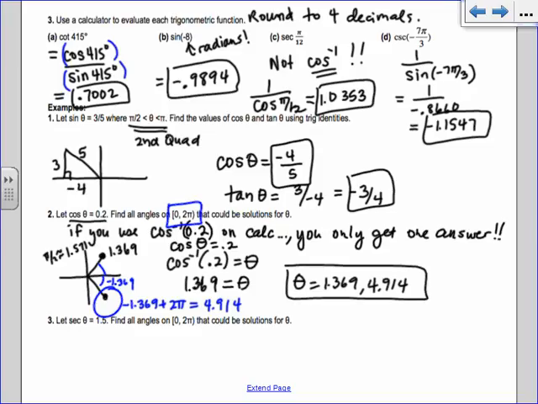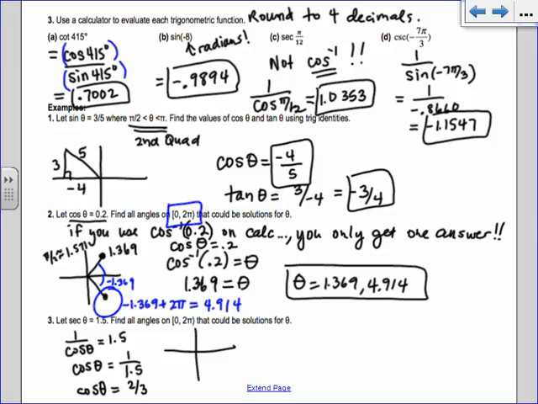Okay, so the next one. Secant of theta is equal to 1.5. Well, what does that mean? That means 1 over cosine of theta equals 1.5, which means cosine of theta equals 1 over 1.5. You just flip both sides. Well, 1 over 1.5 is 1 over 3 over 2, so it's 2/3. So we want cosine of theta to equal 2/3.